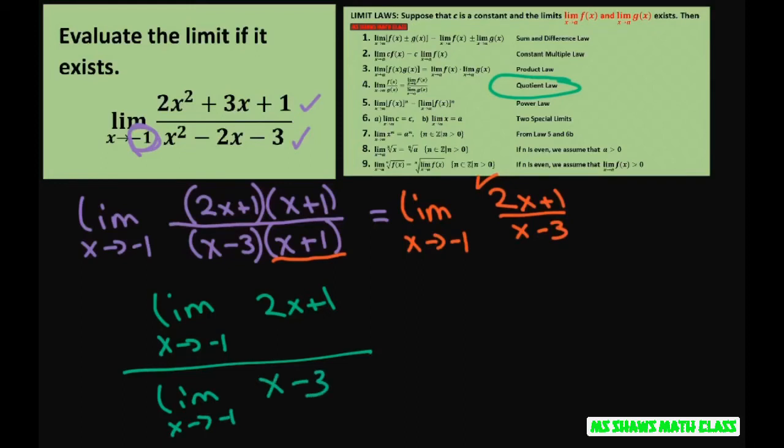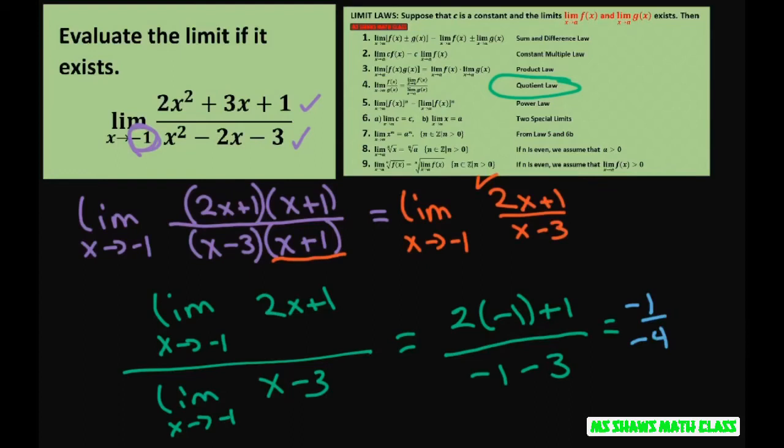And at that stage, you're just plugging in everything. So you're going to get 2 times -1 plus 1 divided by -1 minus 3. Now that's going to equal -1 divided by -4, which simplifies to 1/4.